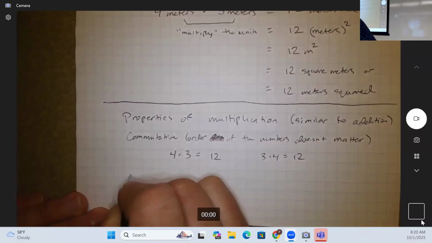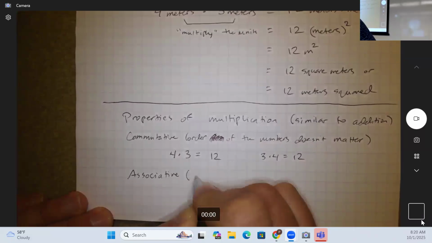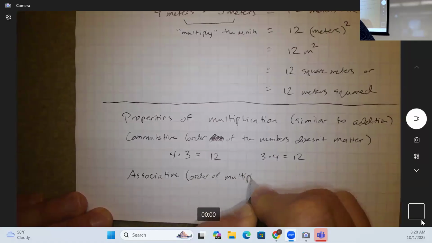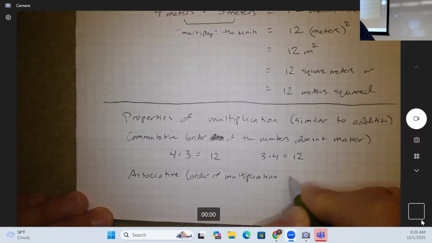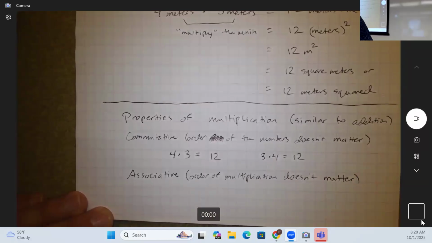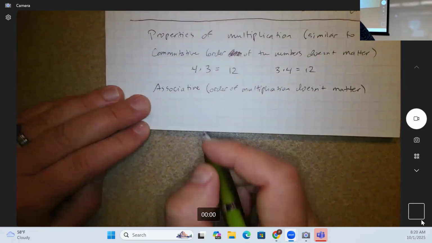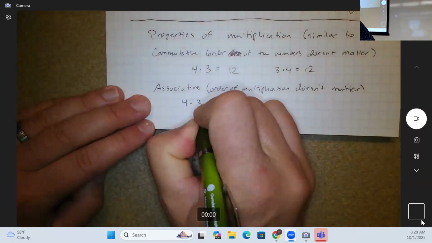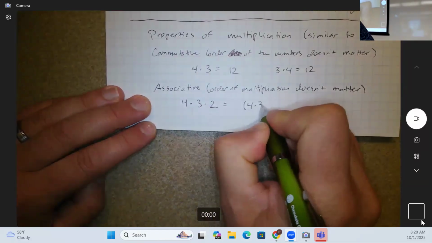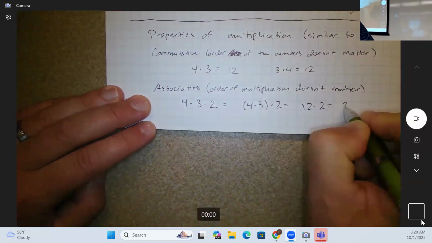We have the associative property. This is the order of the actual multiplication. Doesn't matter. So if I do 4 times 3 times 2, I could do the 4 times 3 first, times 2, which is 12 times 2, which is 24.